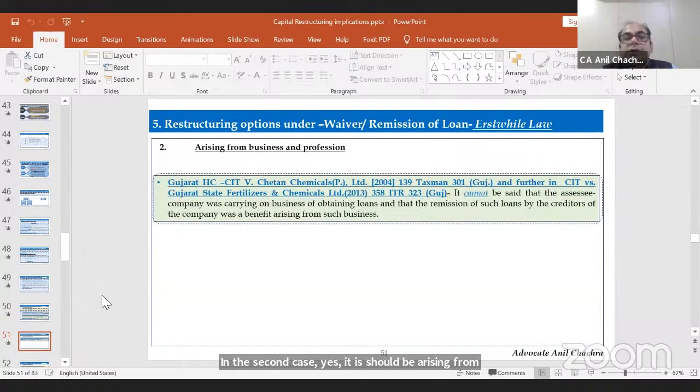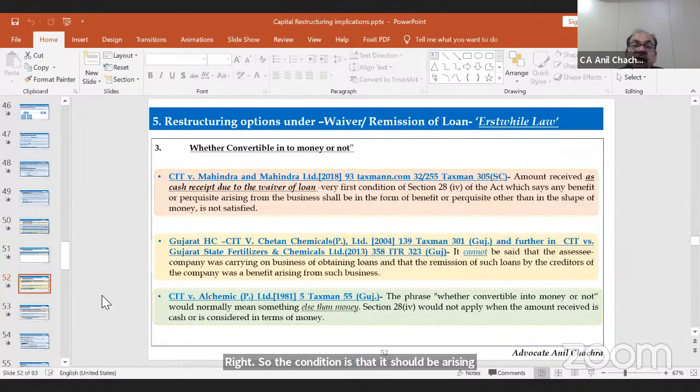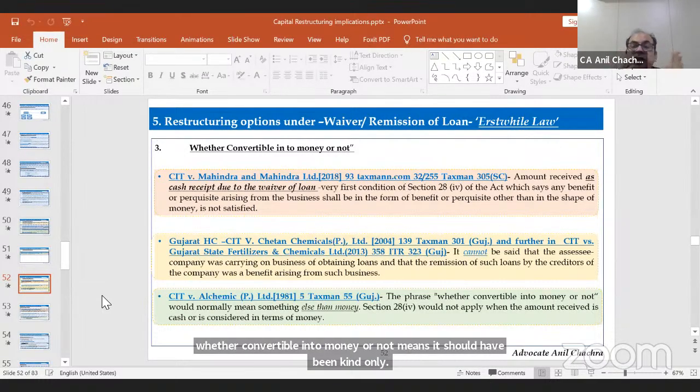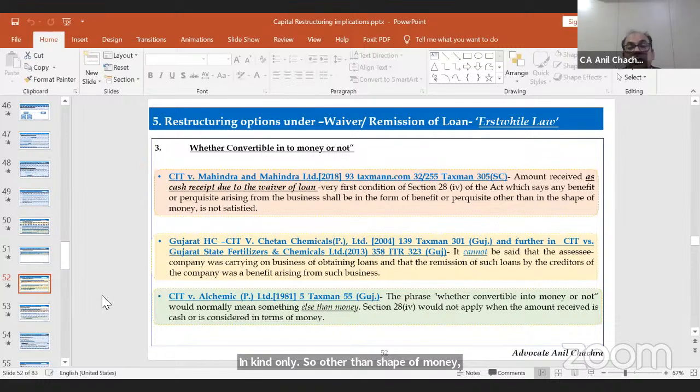There's one very important judgment of Chetan Chemicals, which says that in case of the waiver of loan, if I am not into the business or profession, it will not be part of section 28 clause 4, right? So the condition is that it should be arising from business or profession. The third condition is whether convertible into money or not. In the Mahindra and Mahindra judgment, the Supreme Court says that waiver of loan is a cash component. So as per the legal interpretation, whether convertible into money or not means it should be in kind only, other than the shape of money. So only the in-kind part will be covered under section 28 subsection 4.